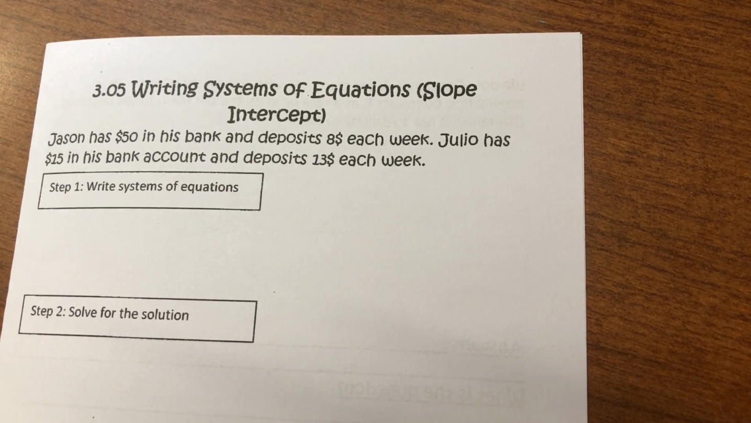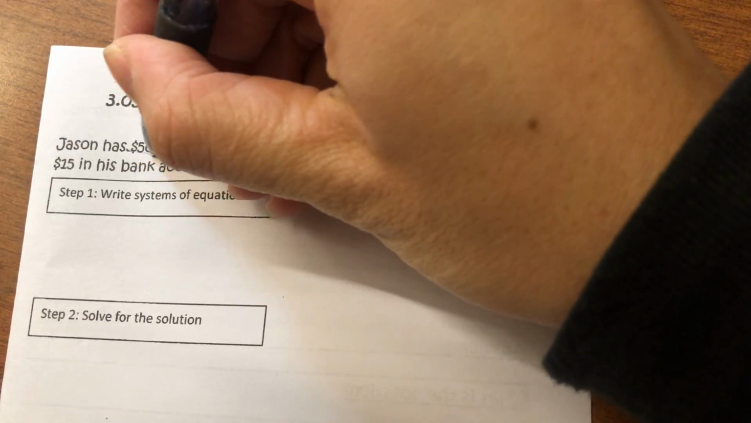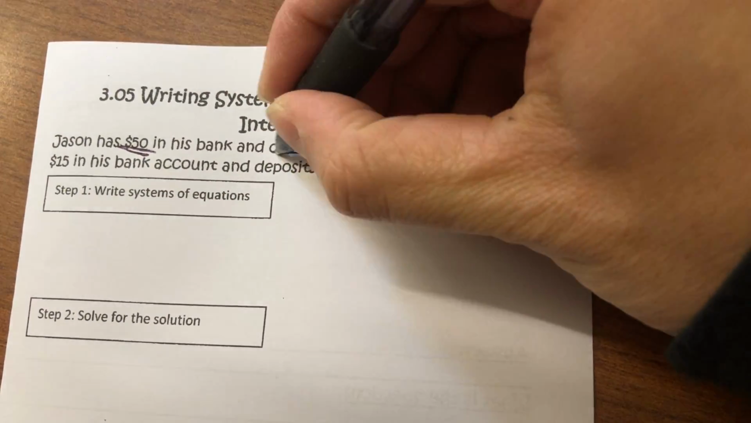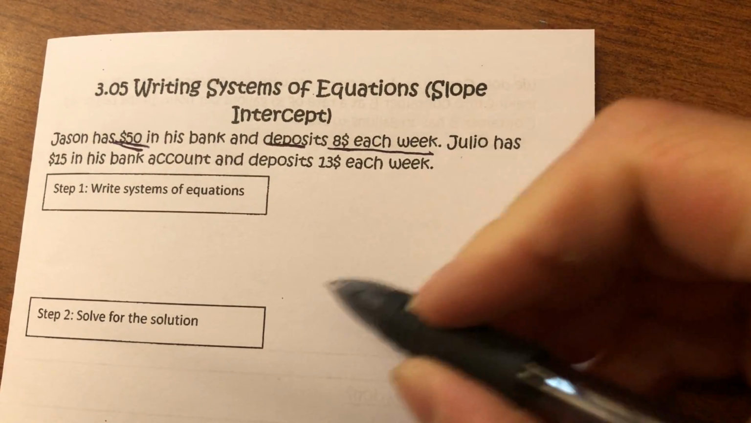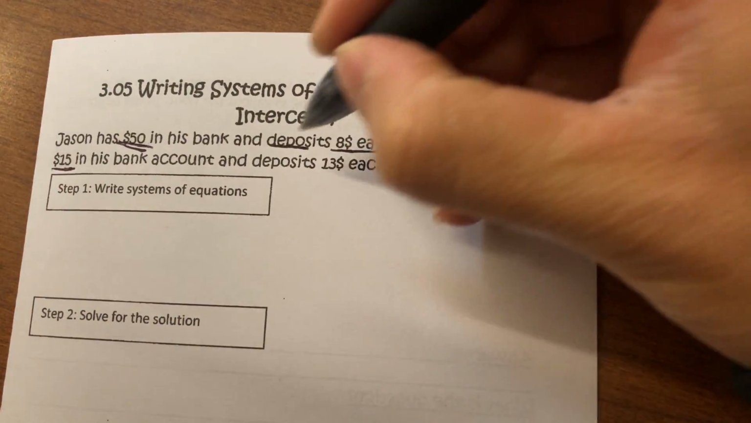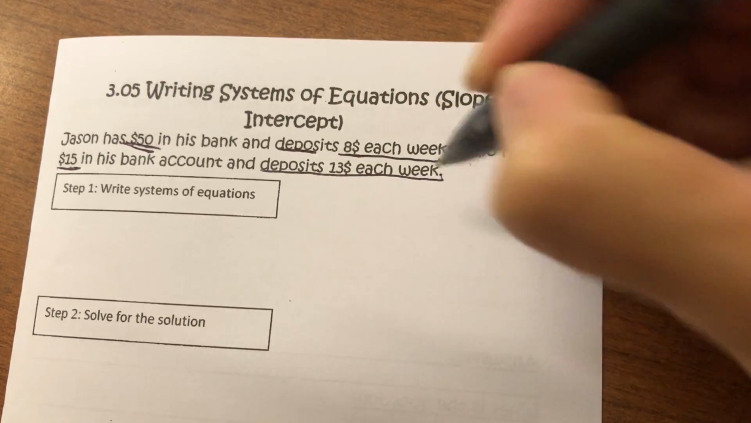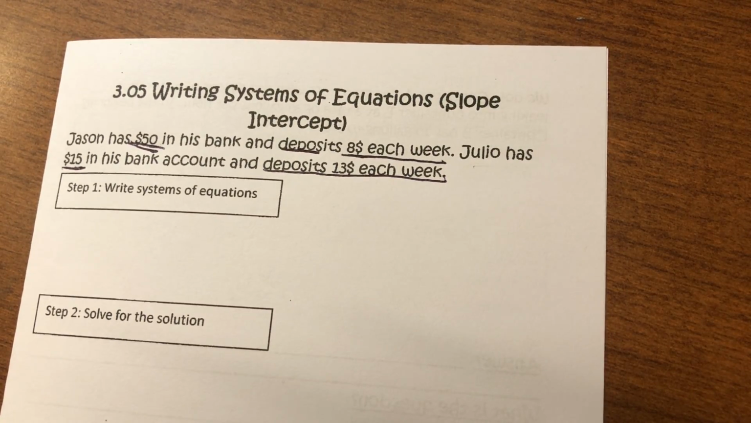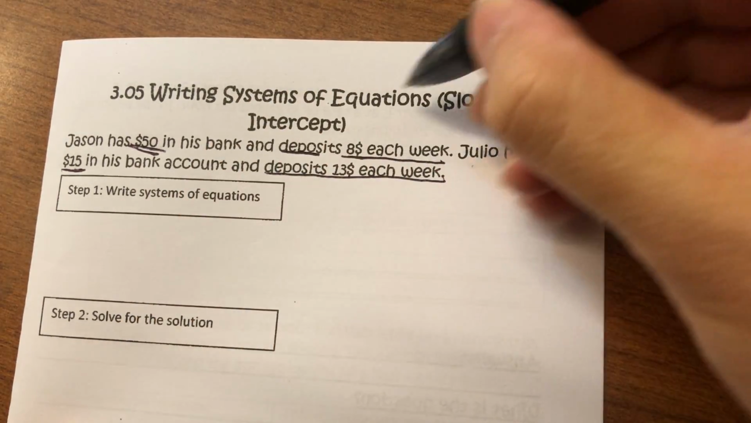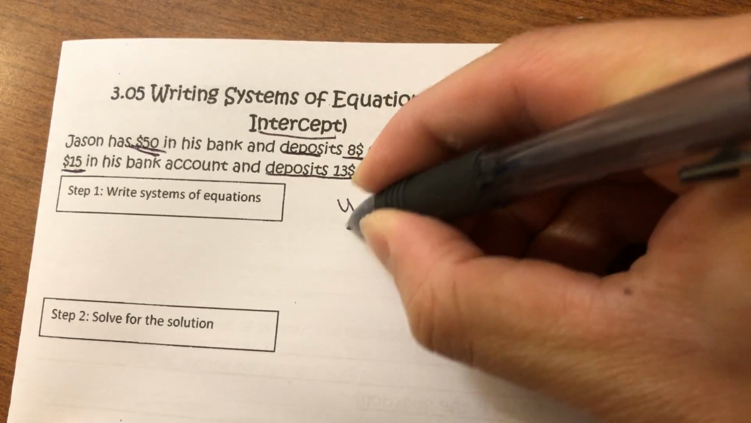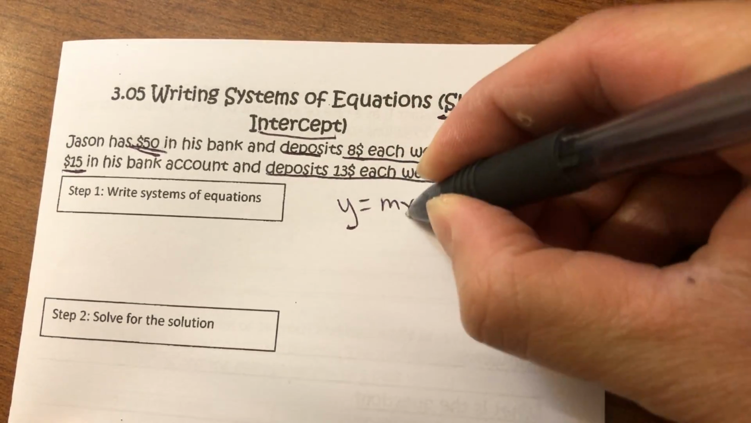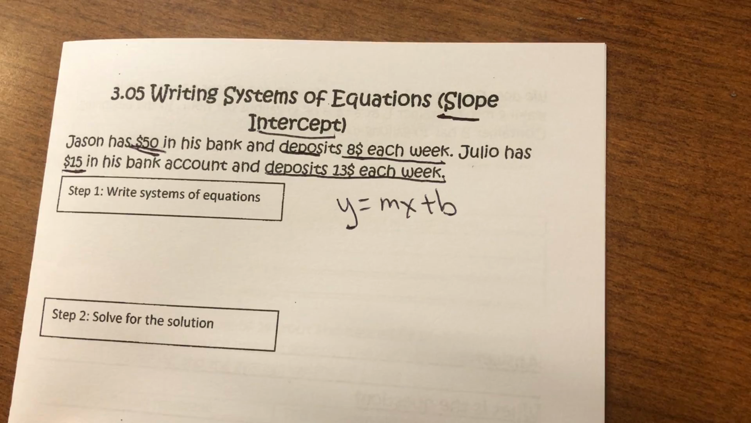Jason has $50 in his bank account and he deposits $8 each week. Julio, on the other hand, has $15 in his bank account and he deposits $13 each week. So our first step is let's represent both persons' bank account with an equation. So this will be slope-intercept. That means all your equations should be in the form of y equals mx plus b.